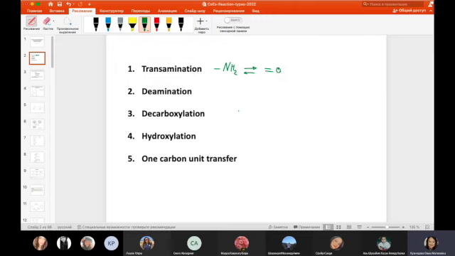A second reaction here is deamination. It is direct elimination of the amino group with the formation of the ammonia ion. There are several types of deamination. It can be intramolecular deamination, like for histidine, or hydrolytical deamination, like for serine and threonine, and oxidative deamination of glutamic acid, of course. Deamination means elimination of amino group in the form of ammonia.